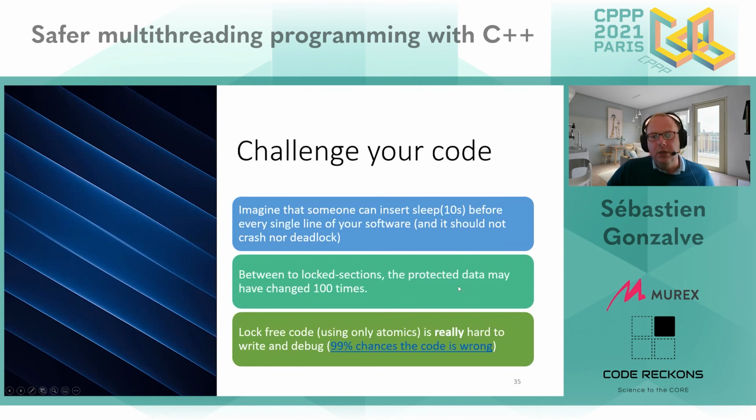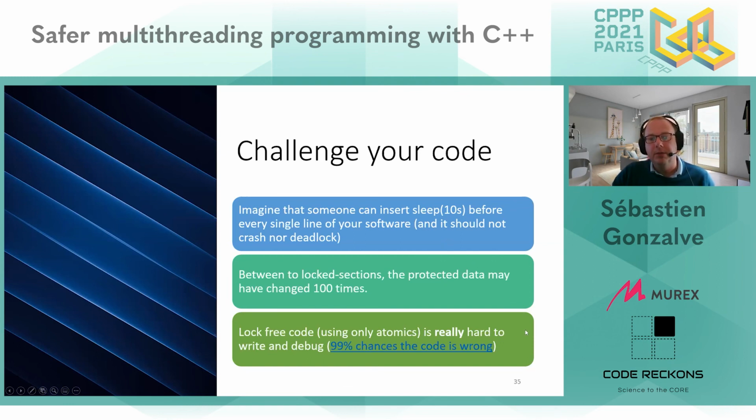If you release your lock and you take it back, the value may have changed 100 times. Don't think, oh, I just unlock for a few seconds, it should be the same data. No. If you want the data to remain the same, you just must not unlock. Once you unlock, it may change 100 times, so you cannot say anything about its value.